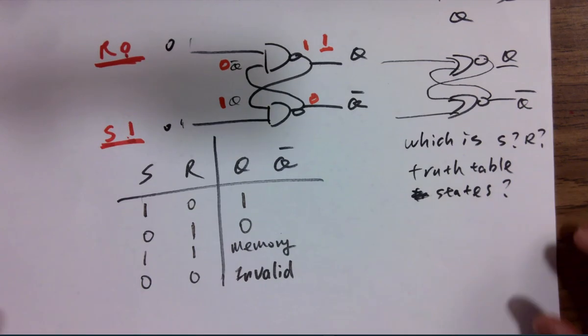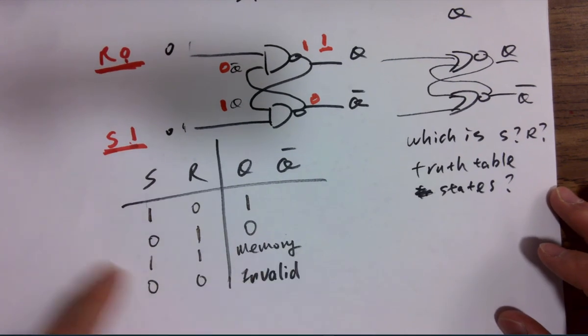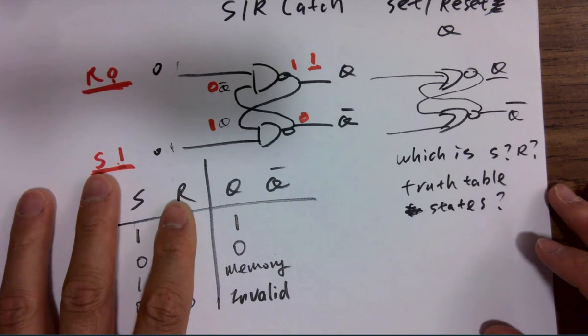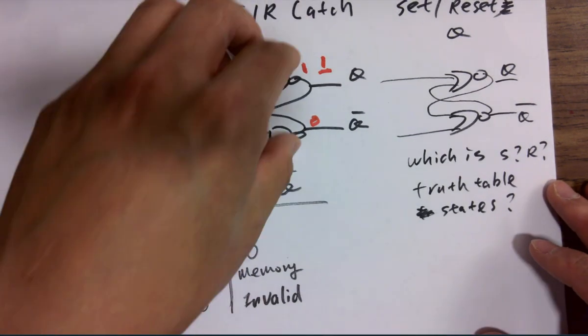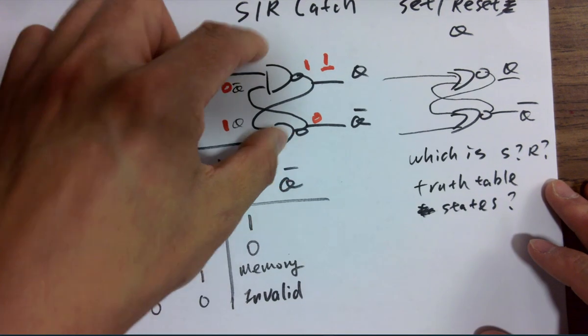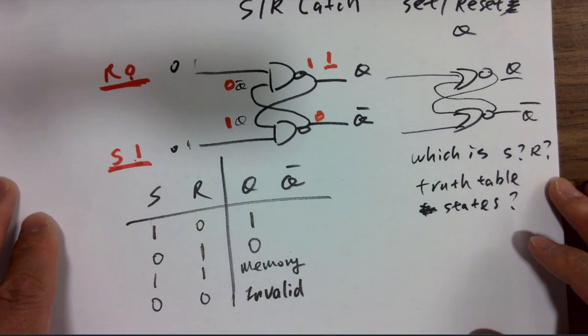On Monday next week we'll start from here to start building. So are the states memory, invalid? Yeah, like these ones. So Monday we'll start from the latch and start building the D flip flop from this. Okay, I think that's it.